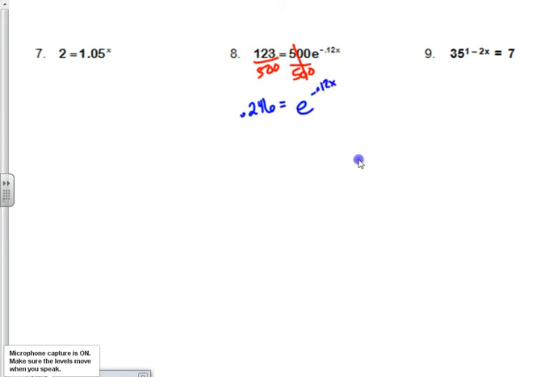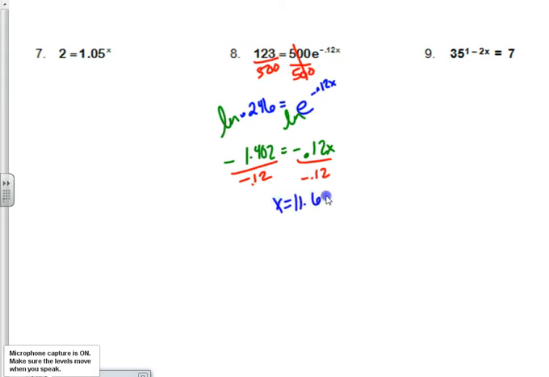So since my base is an e, a natural logarithm would be very wise. The natural log and e will cancel, and then the natural log of 0.246 is something. I'm going to type that in. It's a negative 1.402, and the natural log and e will cancel, so we have a negative 0.12x. To solve for x, I'm going to divide by the coefficient of negative 0.12, and I get approximately 11.687. Rounding off, as long as you're close, we're good.